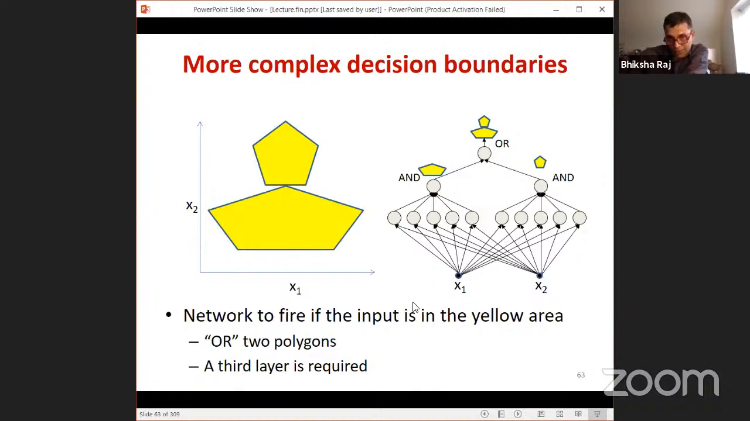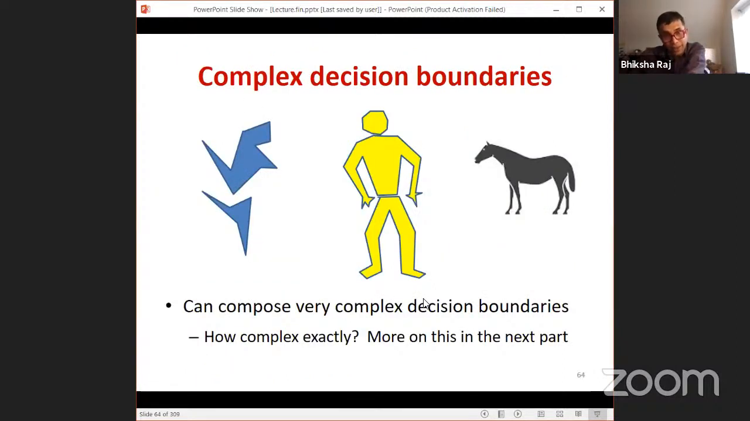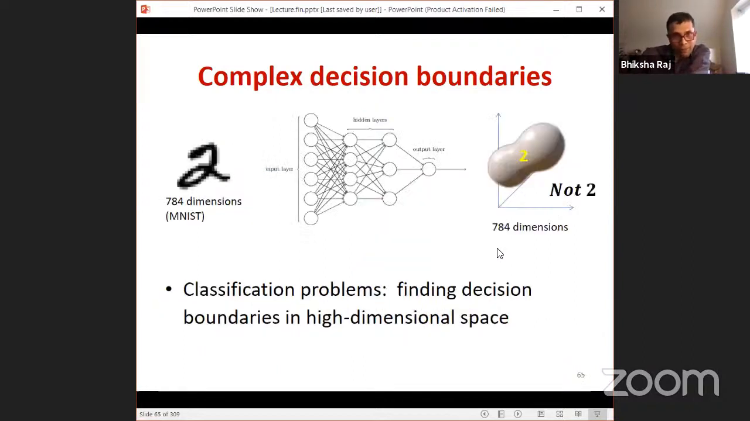and zero outside. Now, once I do this, I know how to compose more crazy decision boundaries like this one here, or like a decision boundary shaped like a human, or a decision boundary shaped like a horse. All of them become feasible. How? We'll see in a little while, right? If you haven't figured it out immediately, then I will show you how.